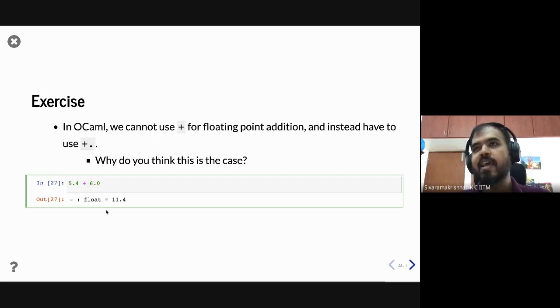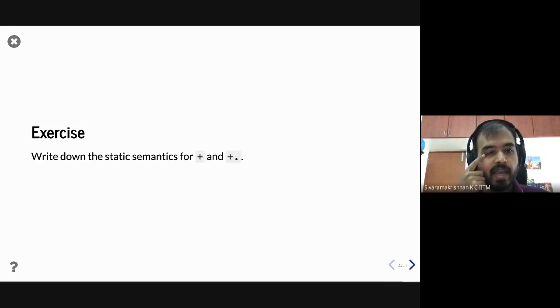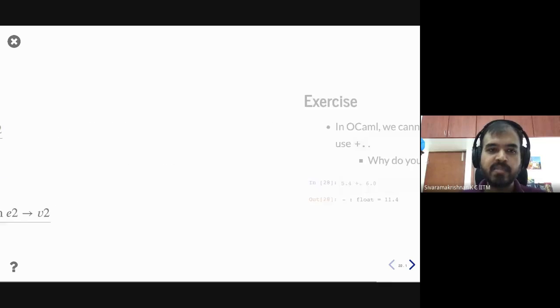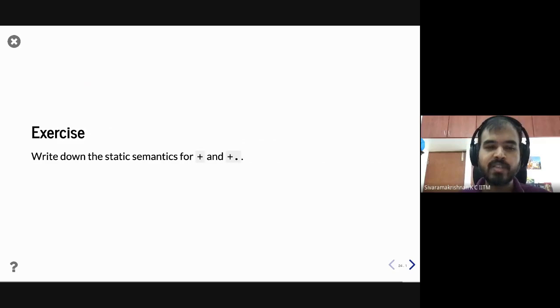I'm not going to run that code. I just want you to run that code and see what happens. If you just use plus, it will complain, and instead we have to use plus dot, and that works. Just find out why that is the case. You can play around with it. The answer is going to be very simple, but play around with it and find it out. Once you find it out, I want you to write down the static semantics for plus and plus dot, by which I mean something like this. You'll see what I mean.